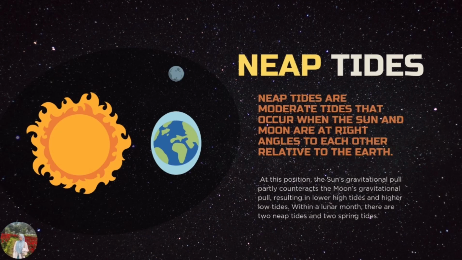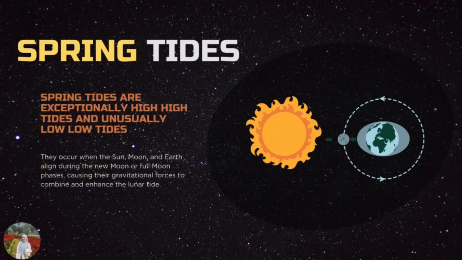Neap tides are moderate tides that occur when the Sun and Moon are at right angles to each other relative to the Earth. At this position, the Sun's gravitational pull partly counteracts the Moon's gravitational pull, resulting in lower high tides and higher low tides. Within a lunar month, there are 2 neap tides and 2 spring tides. Spring tides are exceptionally high tides and unusually low tides. They occur when the Sun, Moon, and Earth align during the new moon or full moon phases, causing their gravitational forces to combine and enhance the lunar tide.